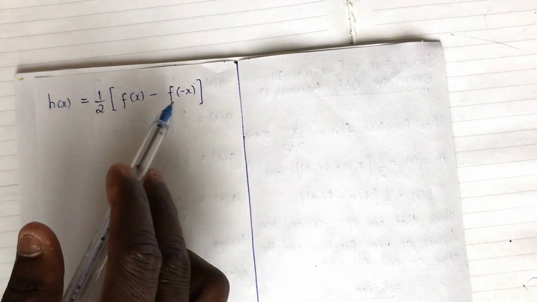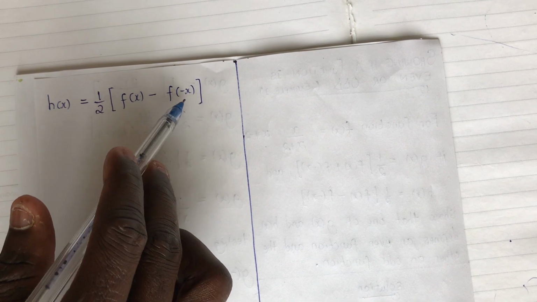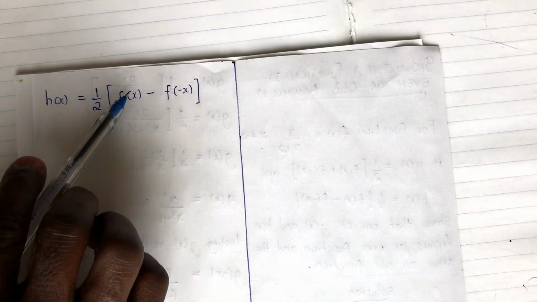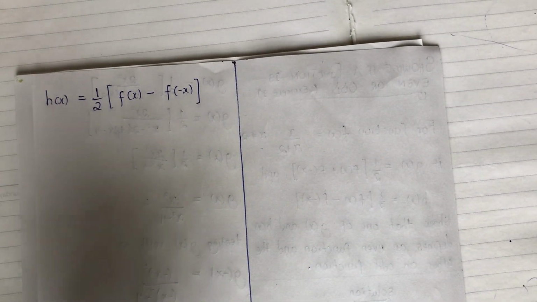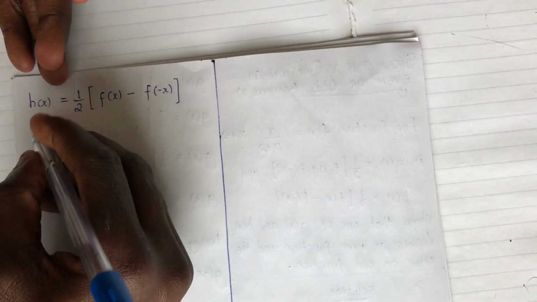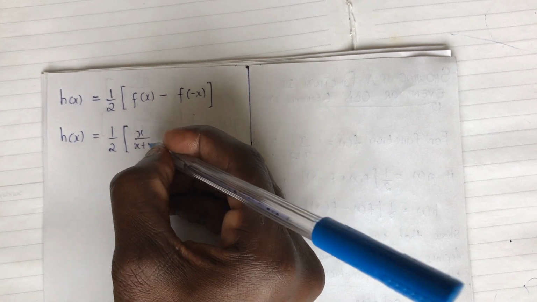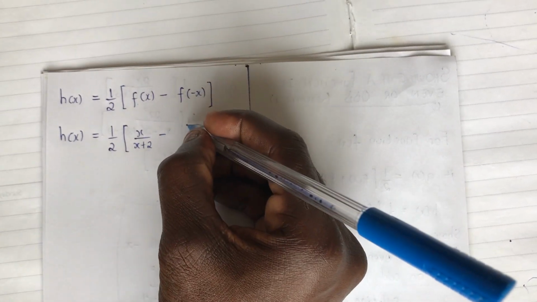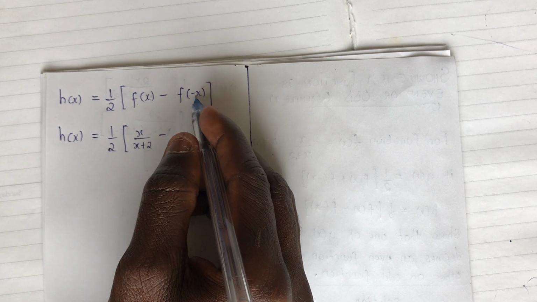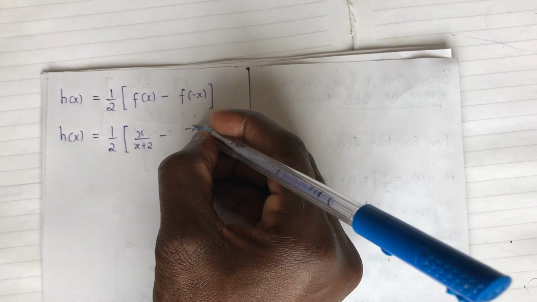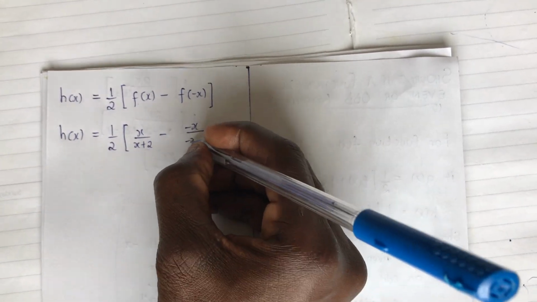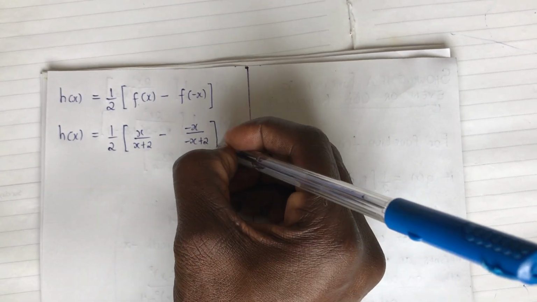The formula given to us was 1 over 2 times f of x minus f of negative x. So we already know f of x to be x over x plus 2. So let's substitute the values of f of x into h of x. So h of x will be equal to 1 over 2, f of x is x over x plus 2, minus, we negate the x. This formula says negate the x. So minus x all over minus x plus 2. And that is what we have.